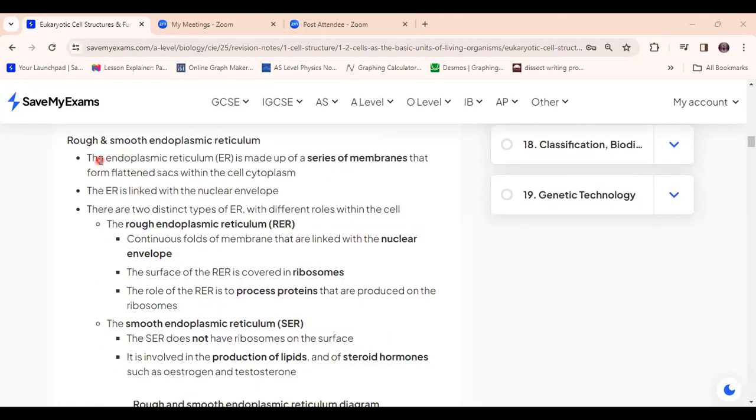So the endoplasmic reticulum, which we often write in the shorthand form ER, is made up of a series of membranes that form flattened sacs within the cell cytoplasm, and these sacs we refer to as cisternae. So the ER is linked with the nuclear envelope. Well, more precisely, it's the outer membrane, the outer layer, because it is a double membrane. It's the outer layer that is continuous with the ER, the RER.